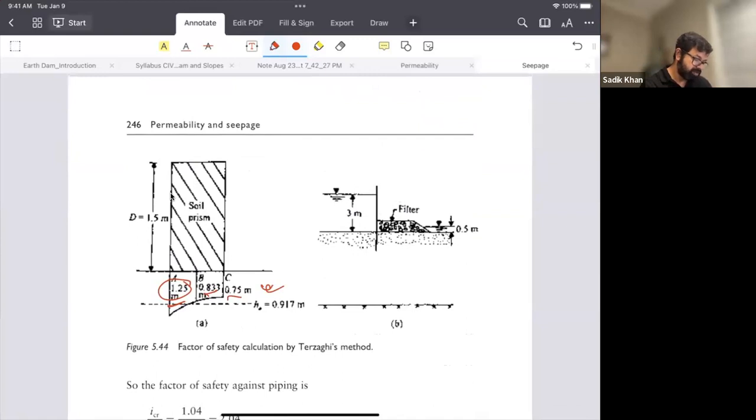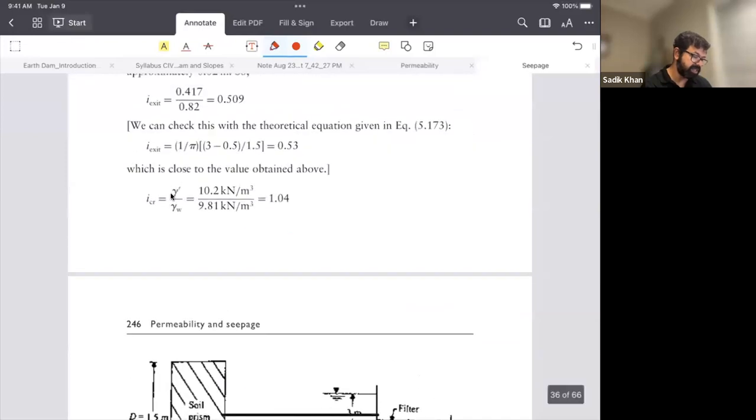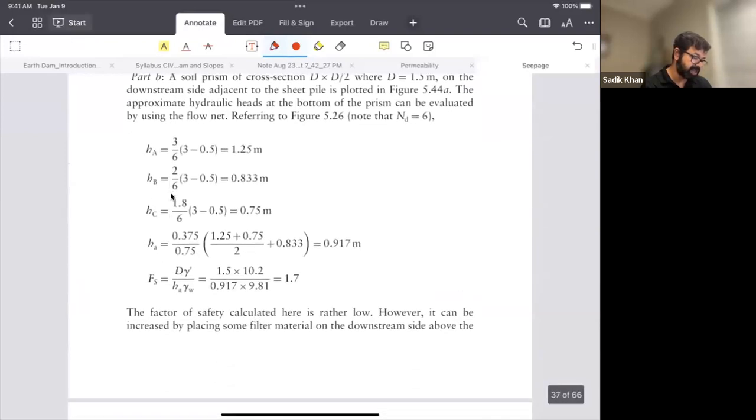So based on that, we can get the HA is equal to 0.917. All right. So once we get this number 0.917, we get to the HA, and the rest of the thing is pretty easy. All we have to do is plug in these numbers. Yeah, this is how they calculate it. 2 by 6 and 1.8, you know. So basically that's fine. So we get a HA and then we calculate the factor of safety, which is 1.7.